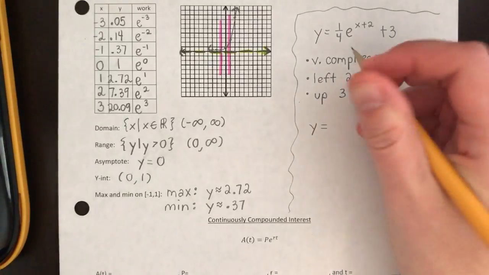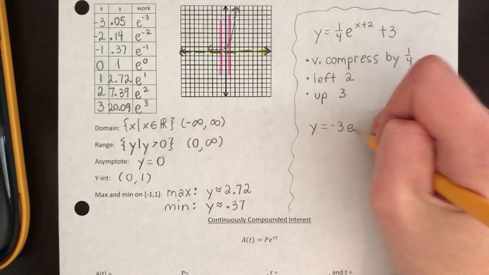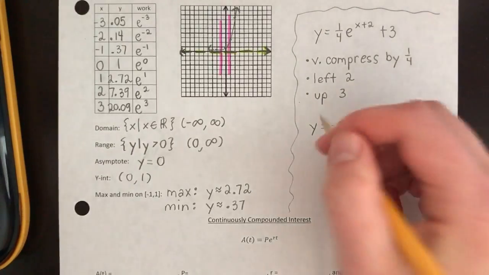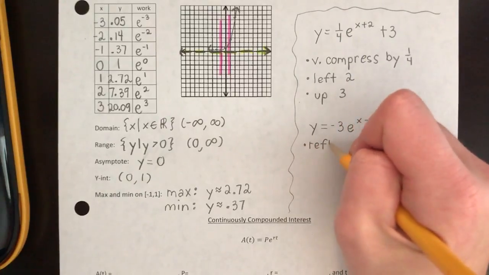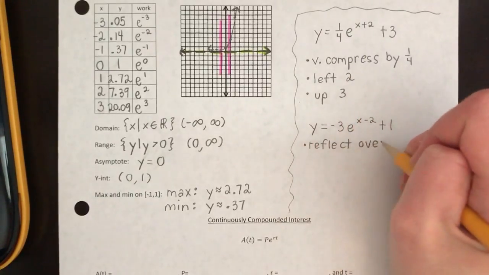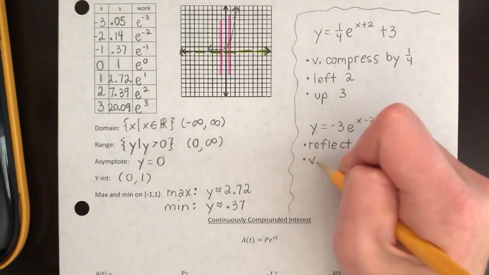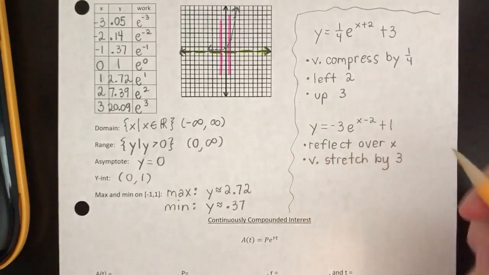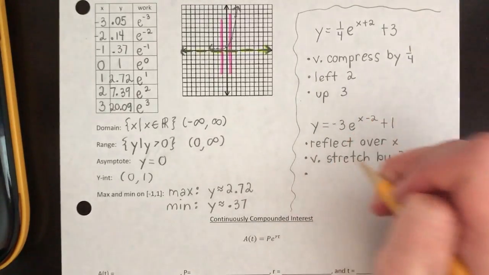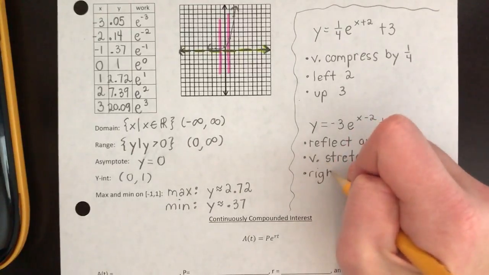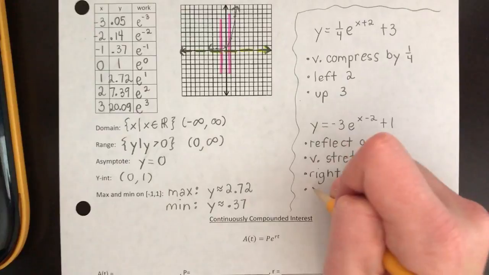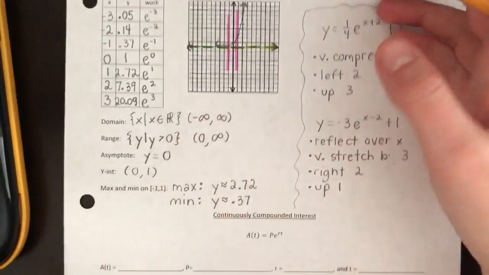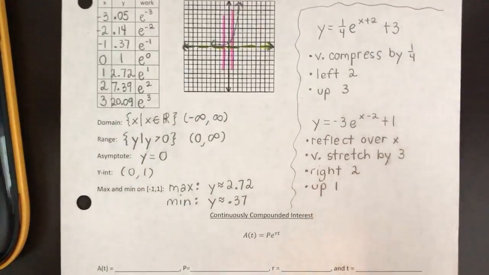Okay, another example would be y equals -3 e to the x minus 2 plus 1. Well, remember the negative makes the graph reflect over x, and the 3 makes the graph vertically stretch by 3. And the minus 2 shifts the graph right 2, and the plus 1 shifts the graph up 1. Okay, so it is the same as with any other parent function.